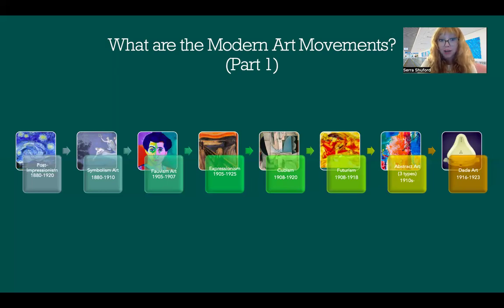It's from 1905 to 1907. And then we have Expressionism that lasts from 1905 to 1925. We have Cubism that lasts from 1908 to 1920, roughly. We have Futurism that goes from 1908 to 1918. We have abstract art. It's actually going to include three types of art that fall within that bigger, general category. And then we have Dada art. And then this is our part one. There are a couple more movements as well that we will get to in part two, but I'm hoping to get through most of this part one in this video.